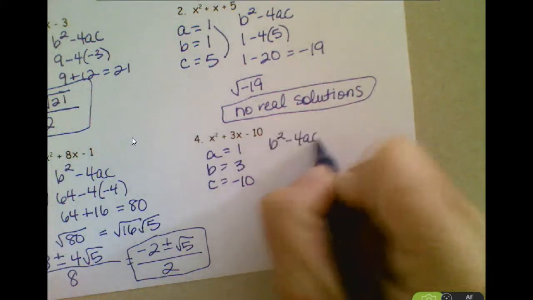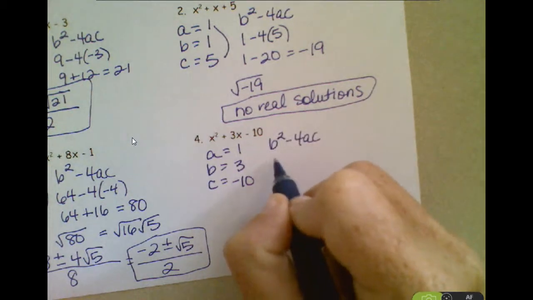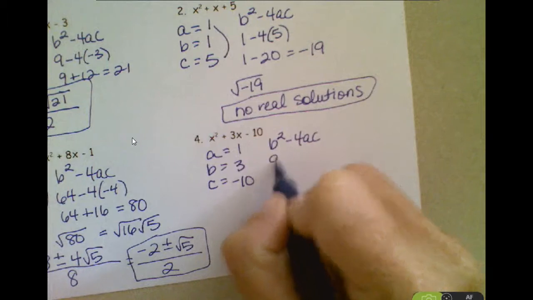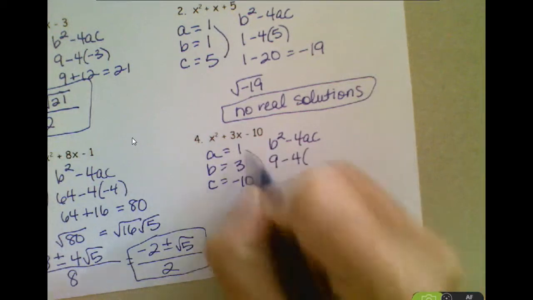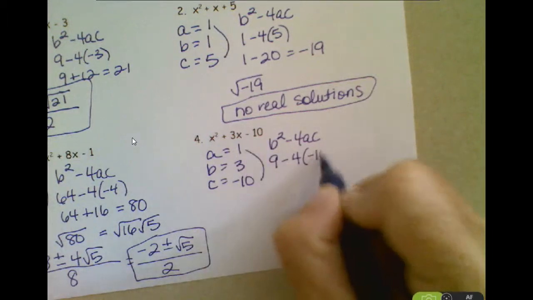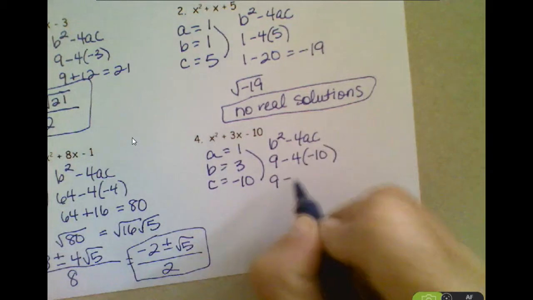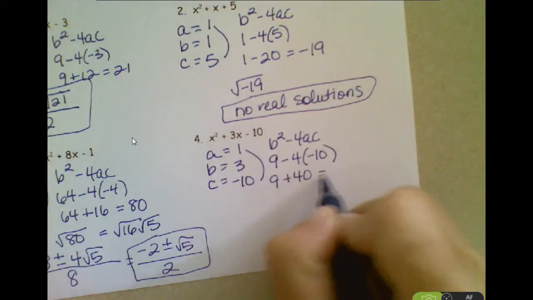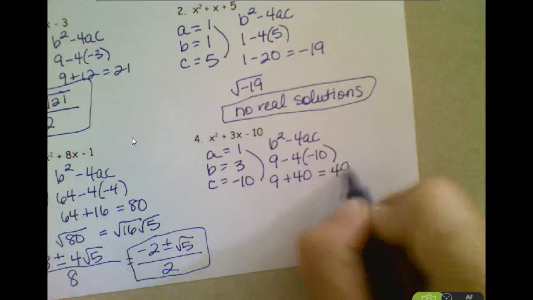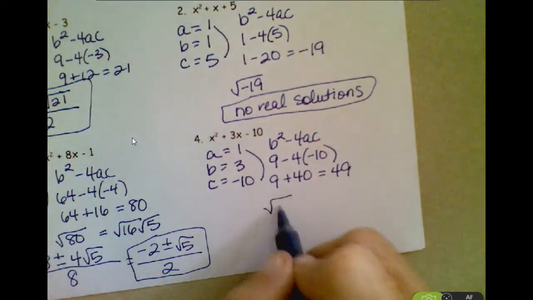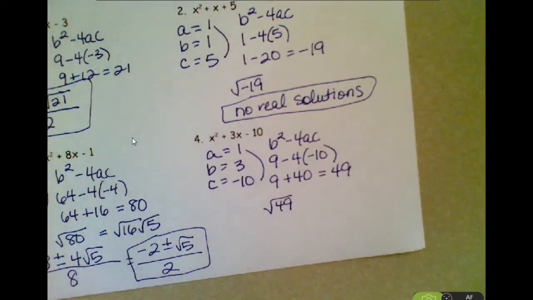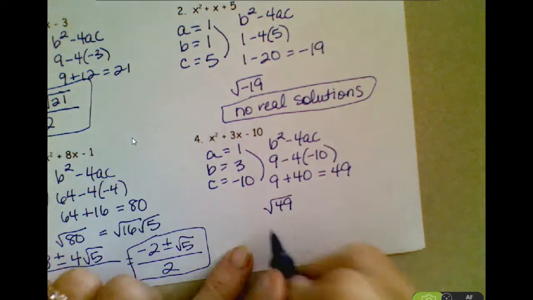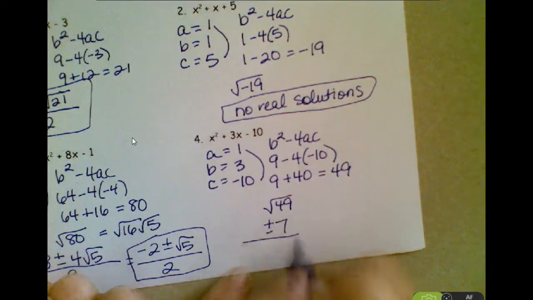So what's your b value? 3 squared is 9. Good. Minus 4. What's your a times your c value? Negative 10. Good. What's negative 4 times negative 10? Positive 40. And what's 9 plus 40? 49. Good. Put that under the radical. Oh, is that a perfect square? What's the square root of 49? 7. So now we're just doing plus or minus 7.